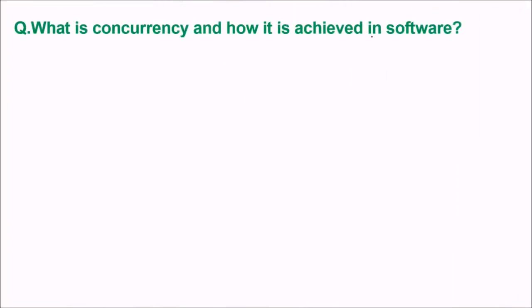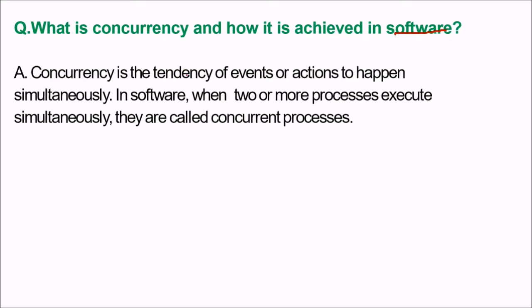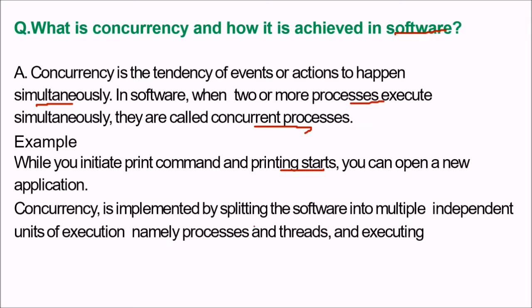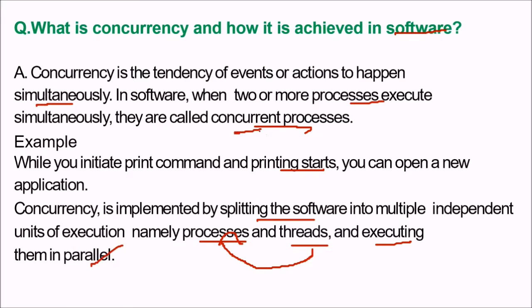Then what is concurrency and how is it achieved in software? Concurrency is the tendency of events or actions to take place or happen simultaneously. So in software, when two or more processes execute simultaneously, they are called concurrent processes. For example, when you initiate a print command and printing starts, you can open a new application. Concurrency is implemented by splitting the software into multiple independent units of execution, namely processes and then threads, and then executing them. Threads are nothing but lightweight processes, and they work in parallel. That is how we can achieve concurrency.